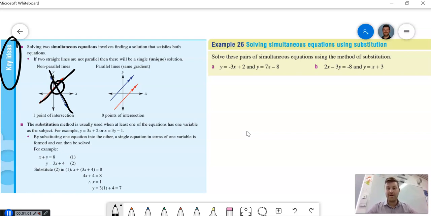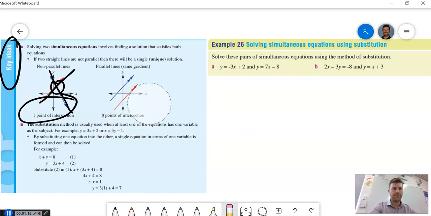Lines that aren't parallel will obviously have one point of intersection. Lines that are parallel, so they have the same gradient, we know that they'll never meet, therefore there'll be 0 points of intersection, and they can't be solved using simultaneous equations.